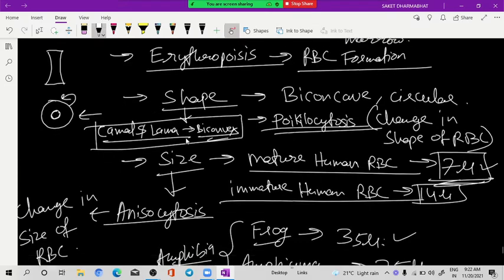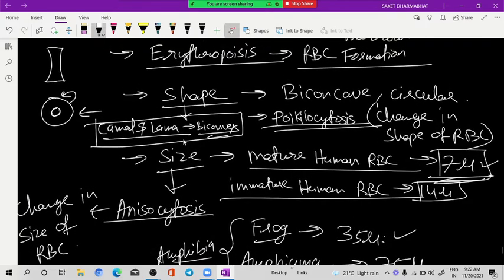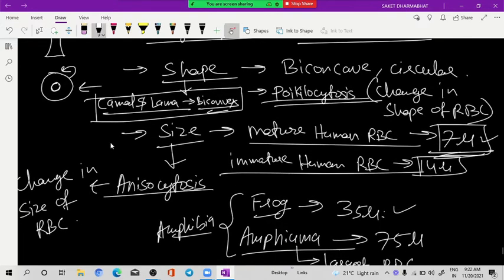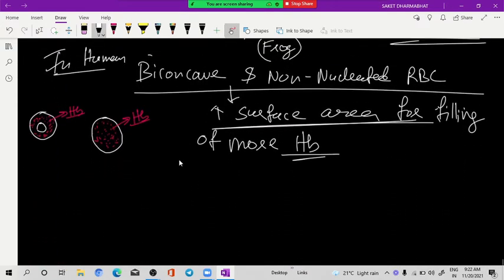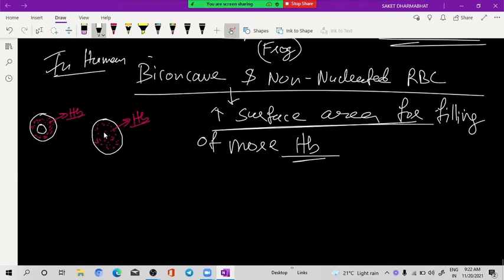Oh, but I read it in zoology books. One minute, sir, I'll check. You check it. Their RBC do not have a nucleus, but you check it and tell me. Okay. So that's why it's non-nucleus. Nucleus is not here.